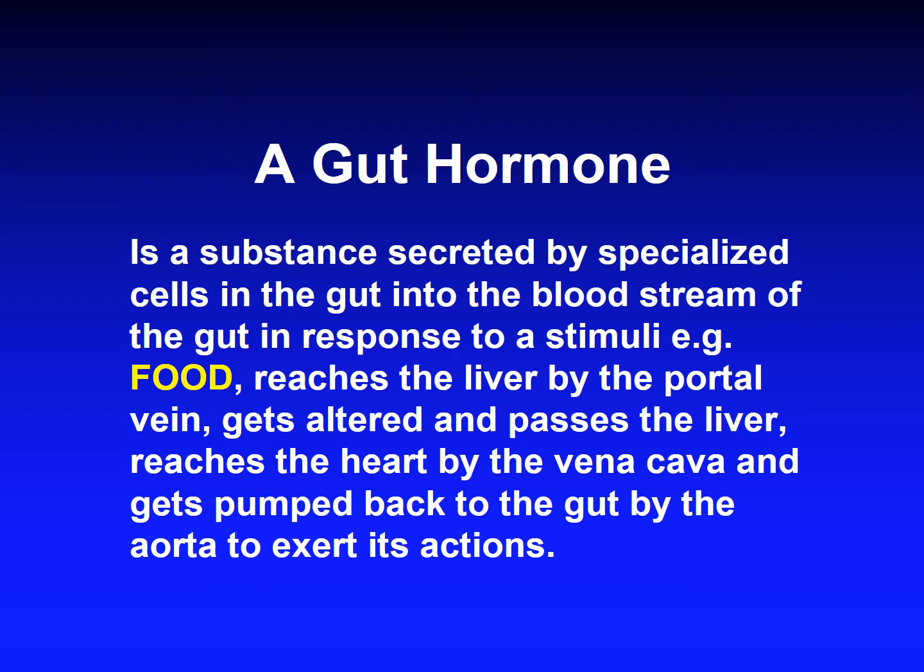The gut hormone is a substance secreted by specialized cells in the gut. It has to be secreted by a specialized cell in the gut into the bloodstream of the gut. So the specialized cell secretes its product into the bloodstream of the gut in response to a stimulus. So this cell must be stimulated first. And what's a better stimulus in the gut than food? Food is present 24/7 in the gut. That's why it's the best stimulus for these specialized cells to secrete into the bloodstream their secretion.